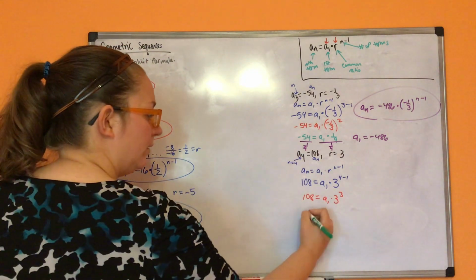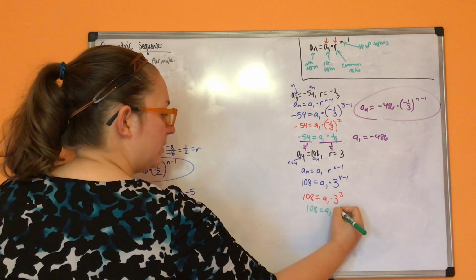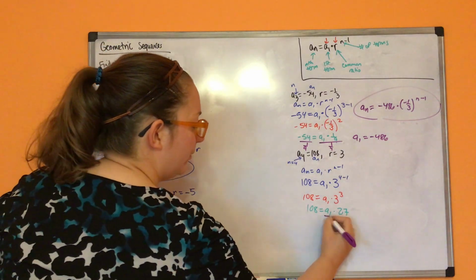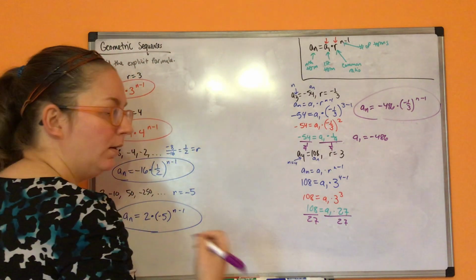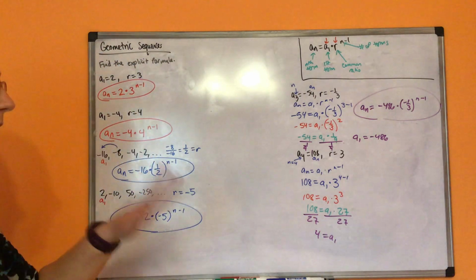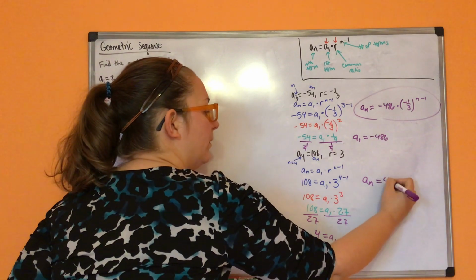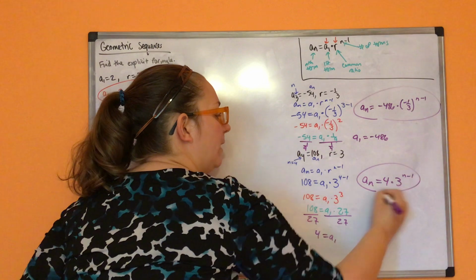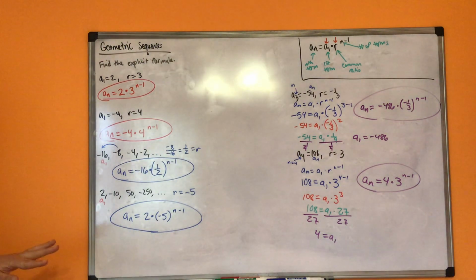Do the exponent. 3 to the third is 3 times 3 times 3, which is 27. And then to get A1 by itself, I undo multiplying by 27 by dividing by 27. 108 divided by 27 is 4. So then write your formula. AN equals the A1 we just found, which is 4, times R, which is 3, to the n minus 1 power.